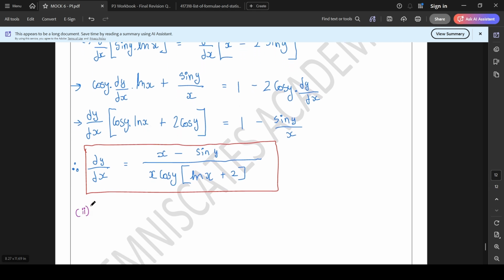If you have watched my previous video, I have mentioned that if your dy/dx is equal to 0, you can just say your numerator is equal to 0. Because of course, if you multiply both sides by x cos y and the ln x plus 2, on the left hand side it will just be 0, and on the right hand side it will get cancelled out. So you just have x minus sin y equal to 0. We are saying that dy/dx equals 0, and this implies that x is equal to sin y.